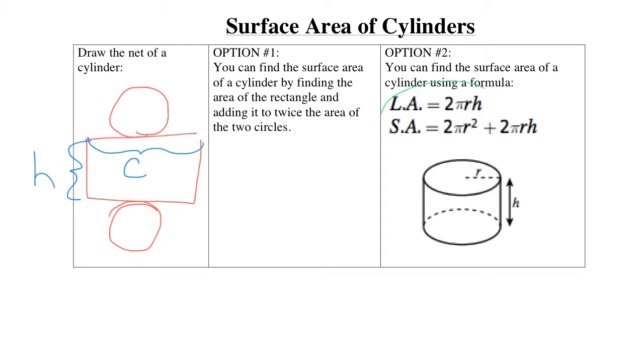So this is exactly what's on your formula sheet. You've got the lateral area formula, which again is just the rectangle really. So 2 pi r h represents the rectangle, because 2 pi r is the circumference and then h is the height of the rectangle. The surface area here is the 2 pi r squared, that's your two circles, plus the 2 pi r h, which represents the rectangle. So you can find the area of each part and add them up in option one, or use your formula in option two.